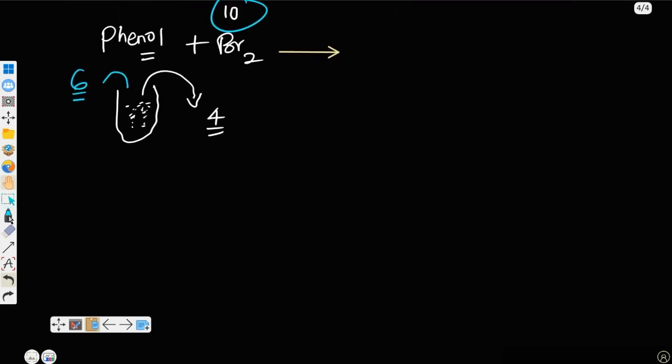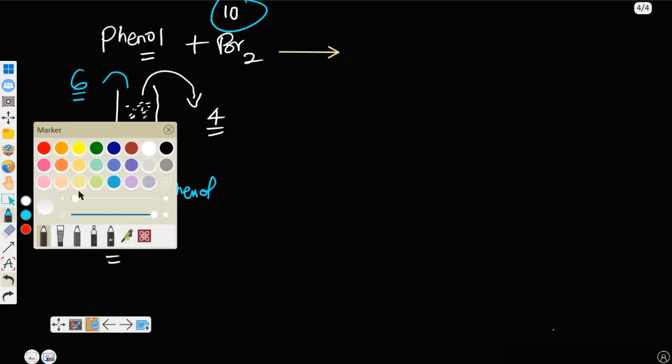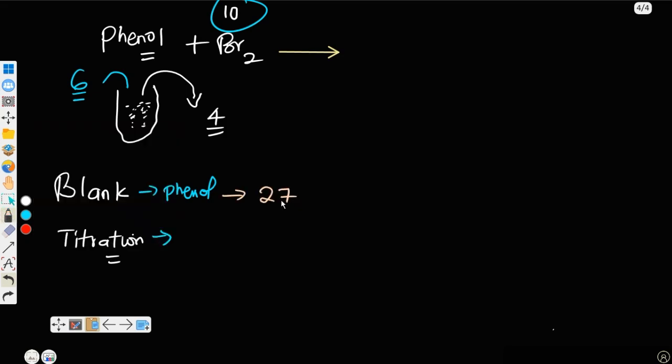First of all, you are going to have 2 titer values. One is for the blank, while the other one is the main titration. Now, the blank will always be greater than the main titration. In the blank titration, you are not going to add phenol, while in the main titration, phenol will be part of it. Let us say your blank gave you 27, I'm just saying, and the main titration gave you 25 ml. The blank is without phenol, while the main titration is with phenol.